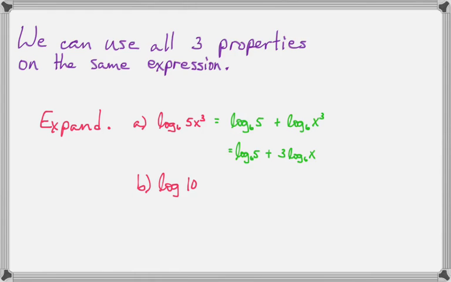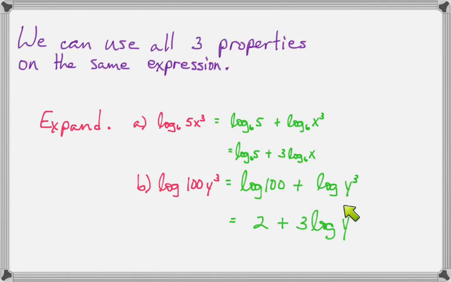Okay, let's see another example. Log of 100y to the third. So first of all, I notice that it's a product. I should be able to write 2 terms. This is log of 100 plus log of y to the third. Now we're in base 10, so it just so happens that 100 is a power of 10. So log base 10 of 100 will be 2. And then on this term, all I can do is take the 3 and move it to the coefficient position.